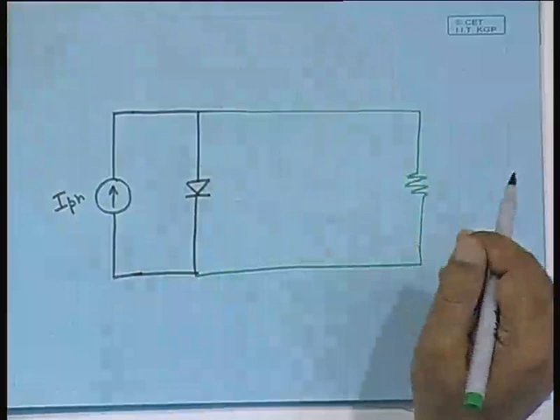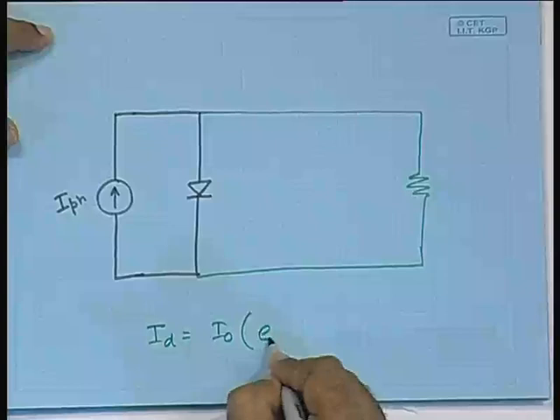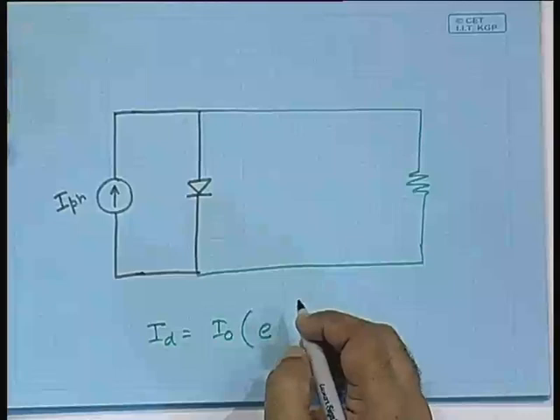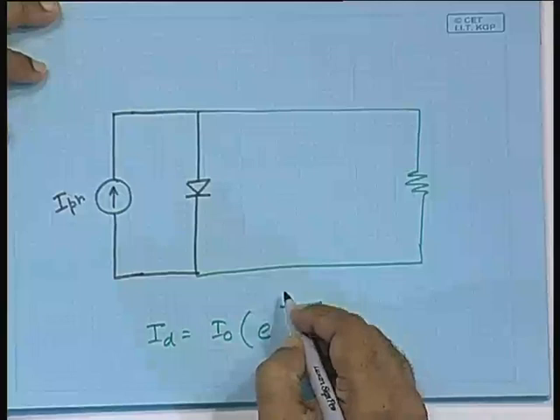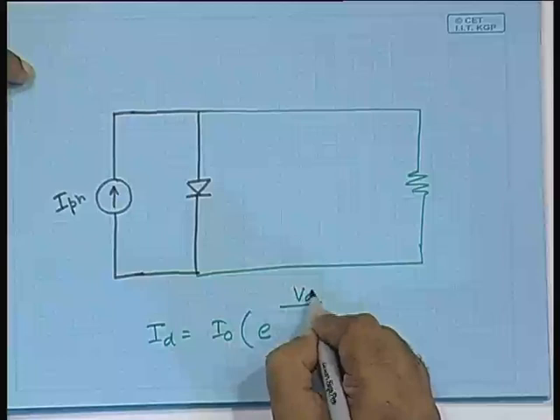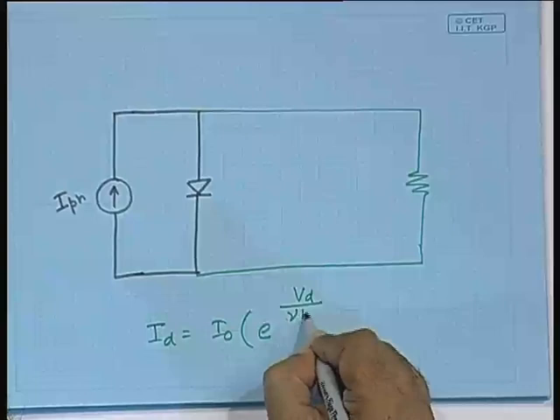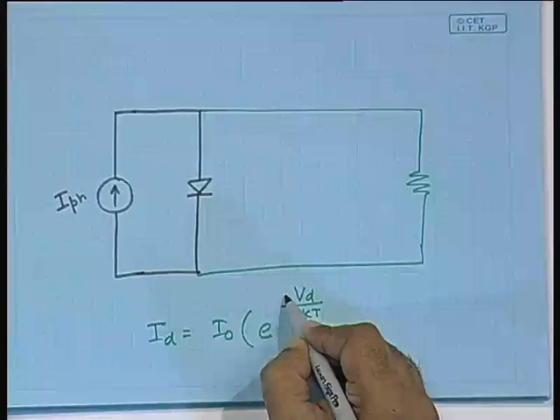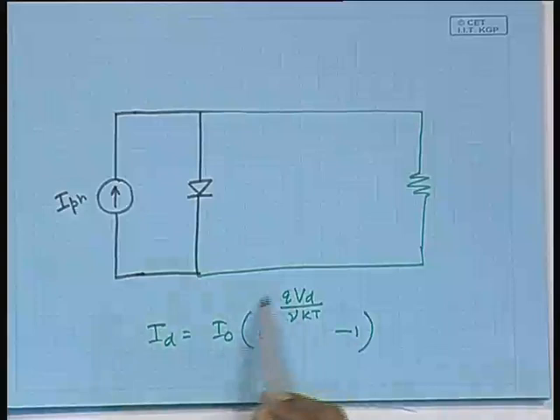And you know how much is the current through the diode? The diode current ID is I naught e to the power, the diode voltage divided by a factor, here it is, the electron's charge q, right, minus 1. So, this contains all the constants and this is the voltage, the variable quantity, which is the voltage here.